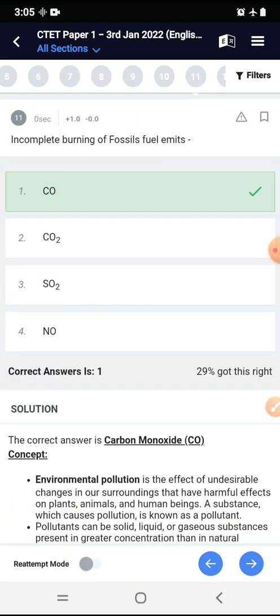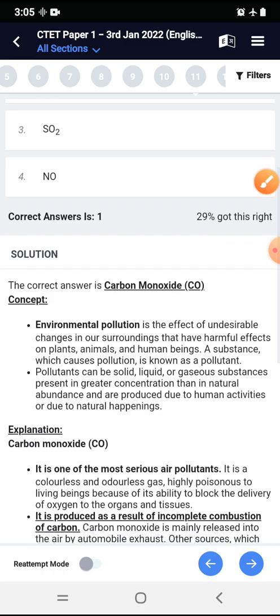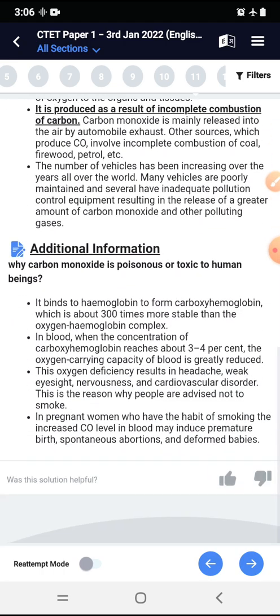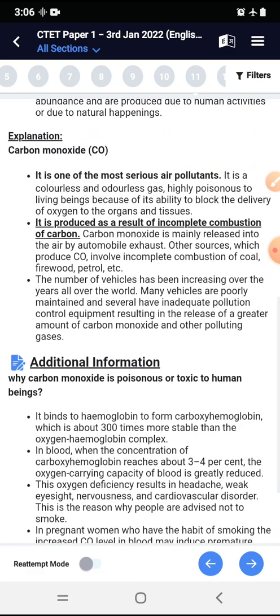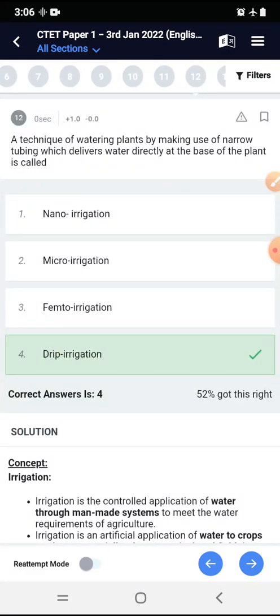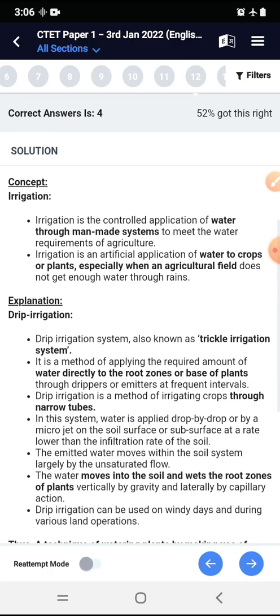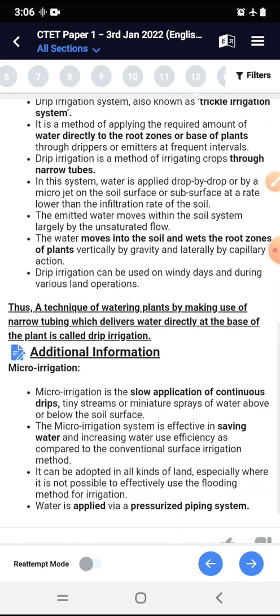Incomplete burning of fossil fuels emits carbon monoxide, and this could be very dangerous to our environment. And this is the explanation here. You can pause the video and check out the explanation. A technique of watering plants by making use of narrow tubing which delivers water directly at the base of a plant is called drip irrigation. Okay, and this was the explanation for it.